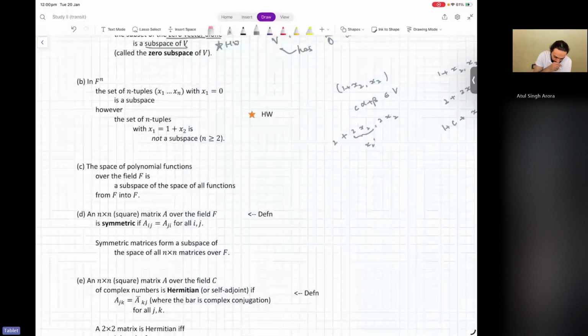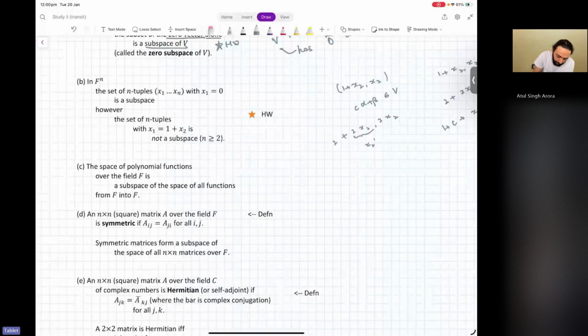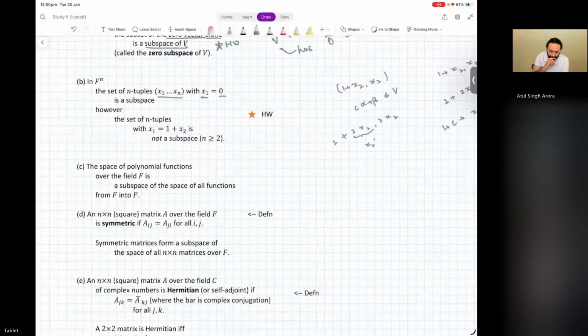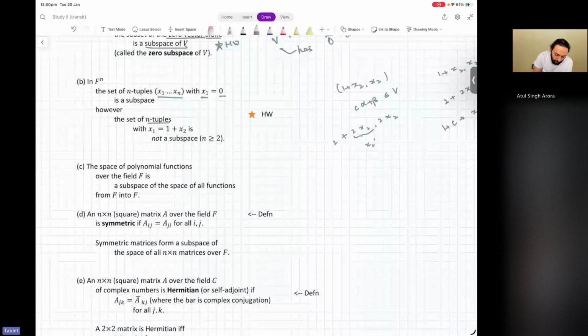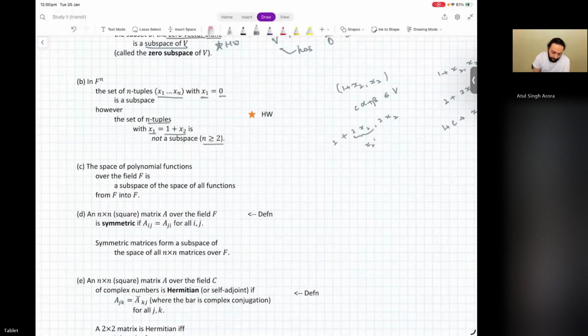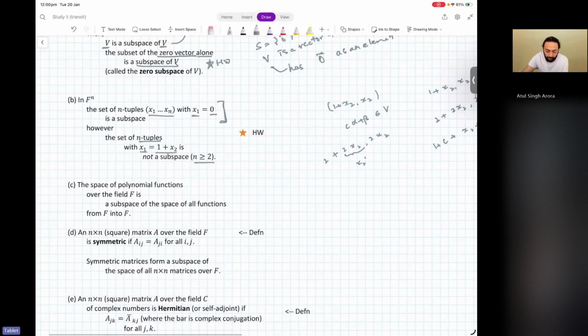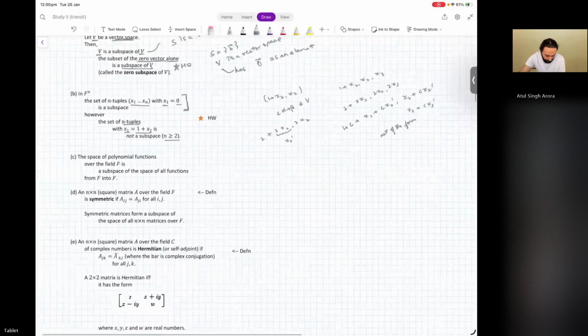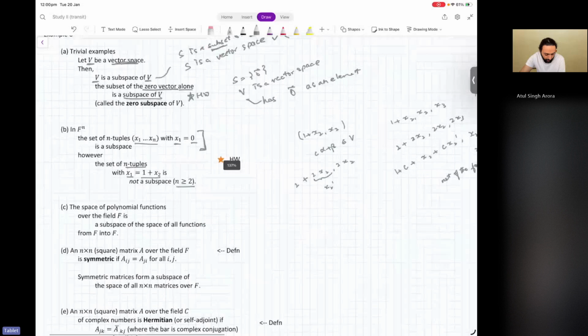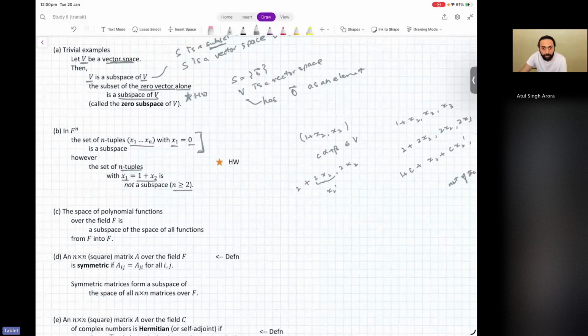So in Fn, the set of n tuples x1 to xn with x1 equals 0 is a subspace. However, the set of n tuples with x1 equals 1 plus x2 is not a subspace. Okay, so let's look at the first one. Any ideas? Yeah, maybe we're going very slow, but maybe it's okay. Maybe let's do one more example a bit slowly, and then we'll speed up.